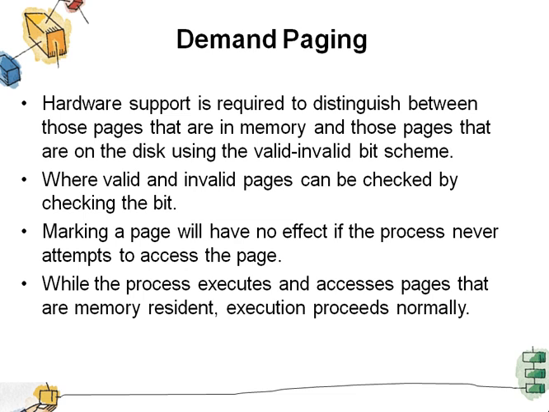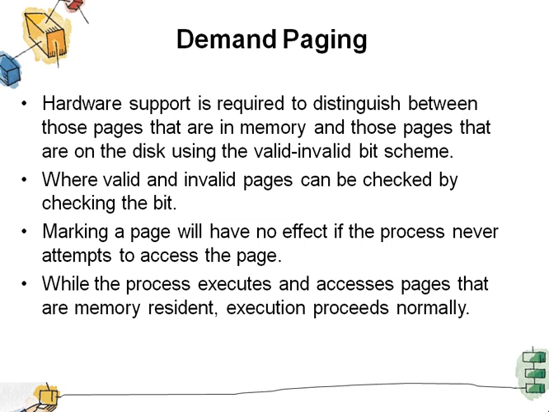Now the hardware support that is required for demand paging distinguishes between those pages that are in memory and those pages that are on the hard disk using a valid-invalid bit scheme. Here we require additional hardware support to make a distinction between those pages that are in memory and the pages that are on the hard disk. So here we will be having a scheme called the valid-invalid bit scheme. We'll mark valid and invalid for all the pages. Valid and invalid pages can be checked by checking the bits.